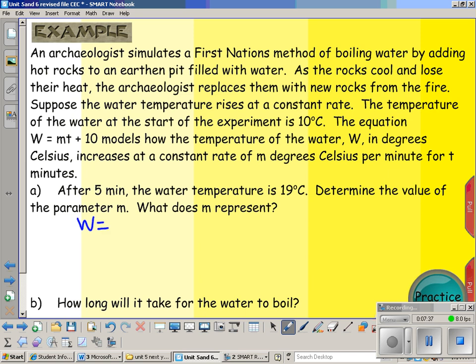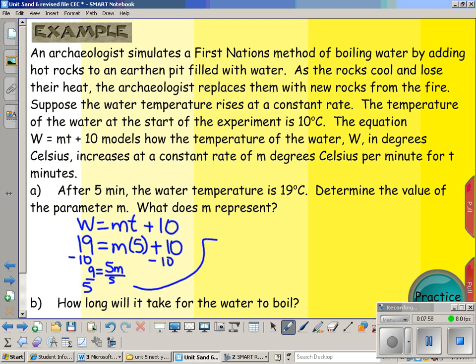So we've got our equation. We are told that W equals the water temperature, so 19. T represents the number of minutes. We are looking for m. So we're going to start by subtracting 10. We'll have 9 equals 5 times m. We're going to divide by 5. So we have 9/5 equals m.